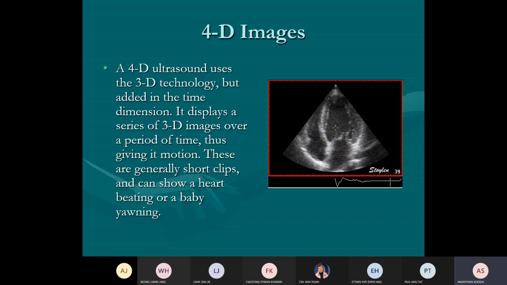Then if they're not happy, they'll ask you to go for a stress echo. Stress echo means what? They fix all the wires and ask you to run on a treadmill, so your heart rate goes up, connected to an ECG. That's the second line.